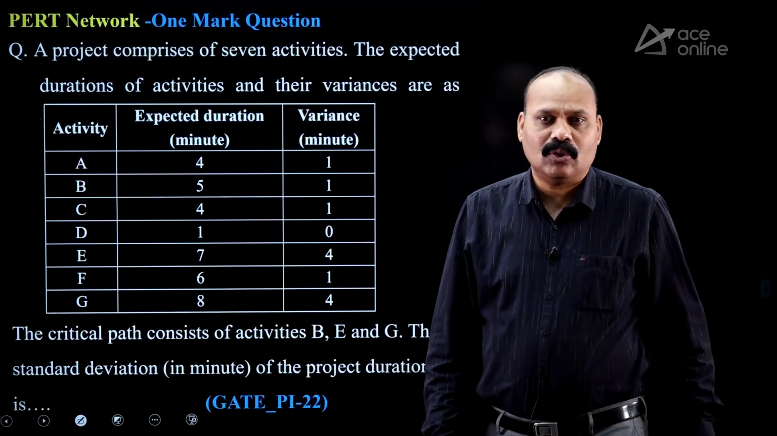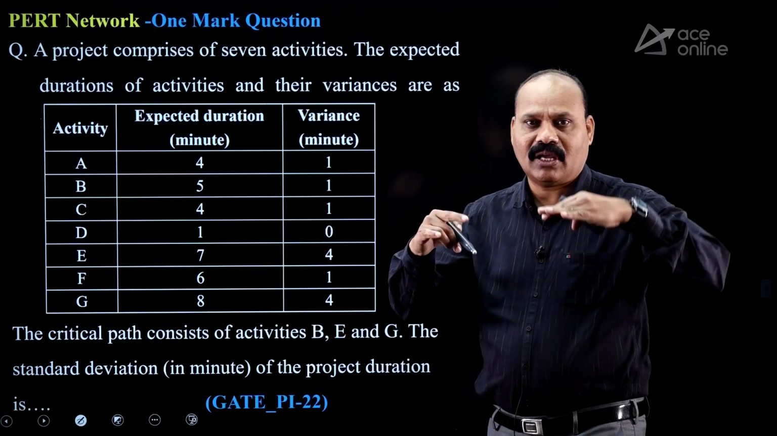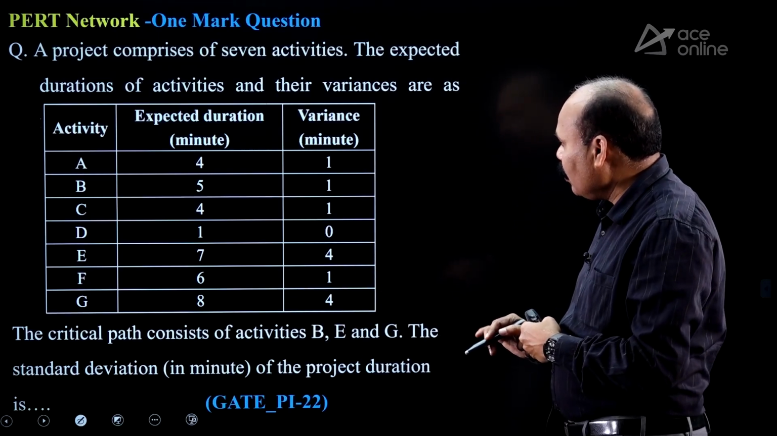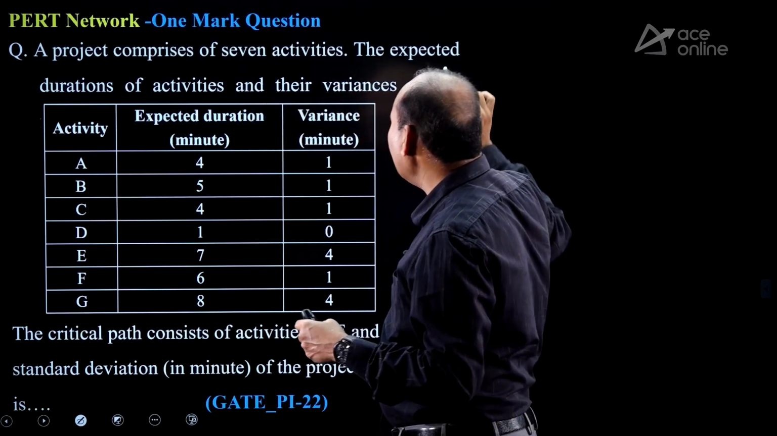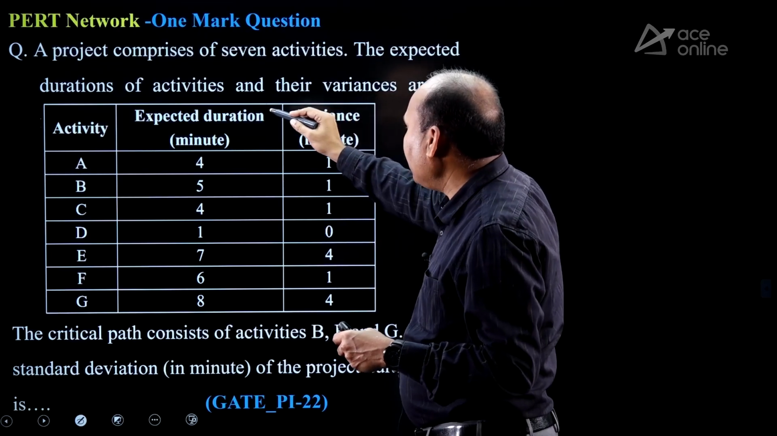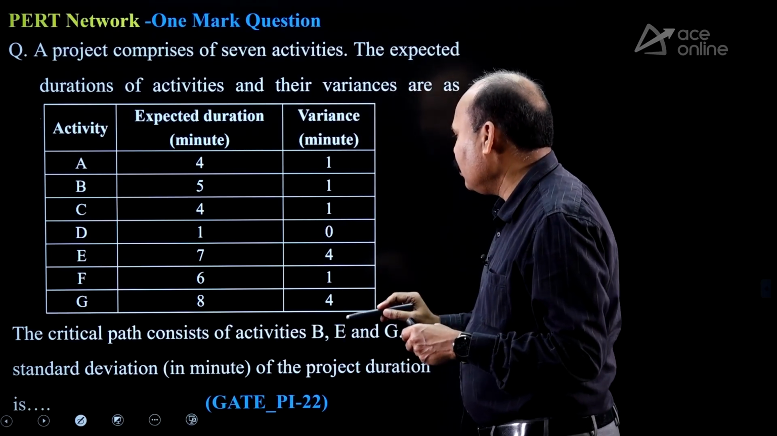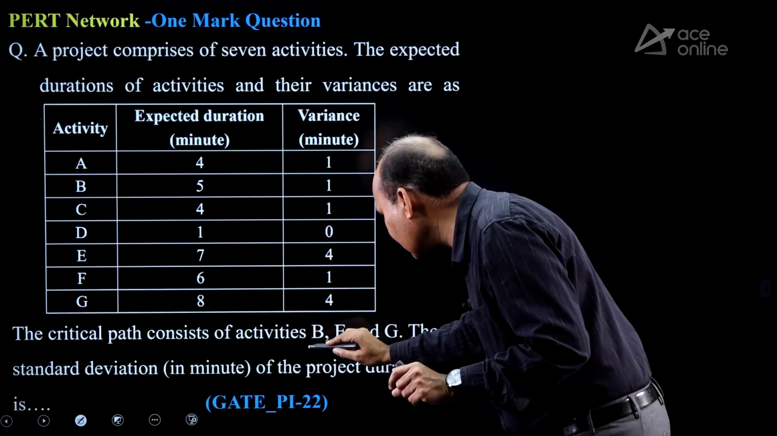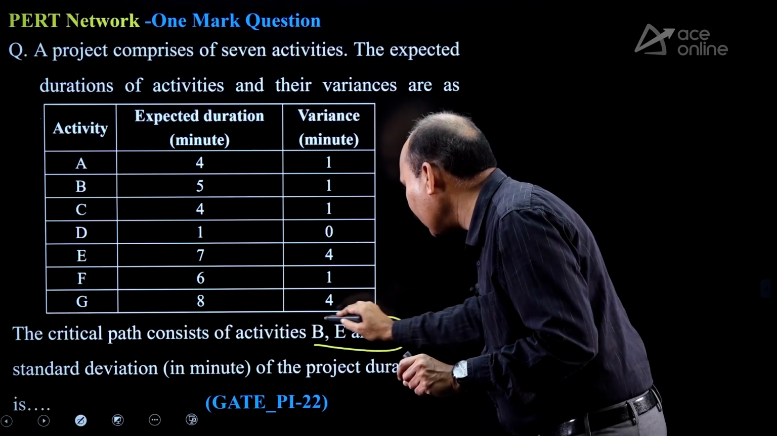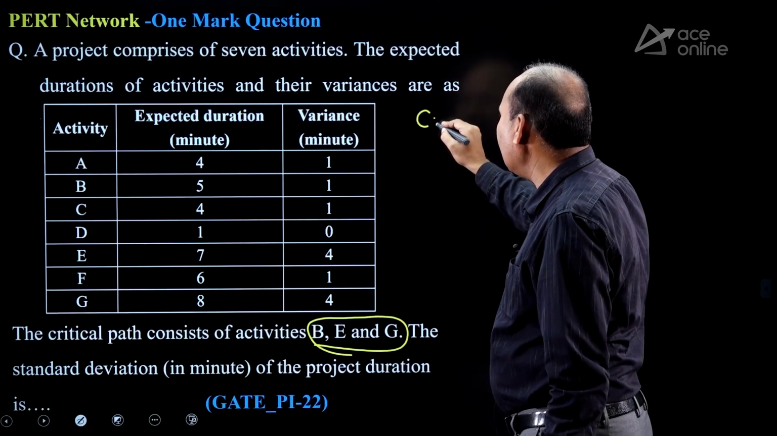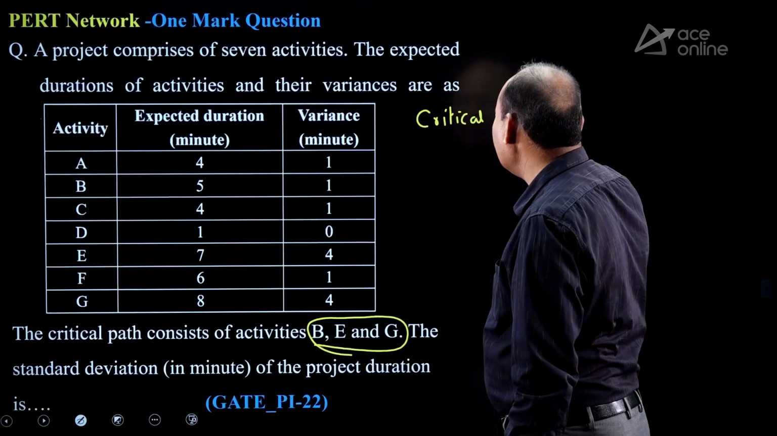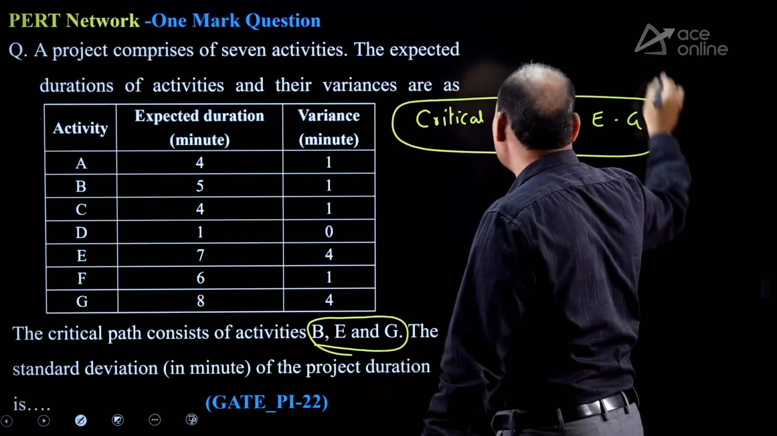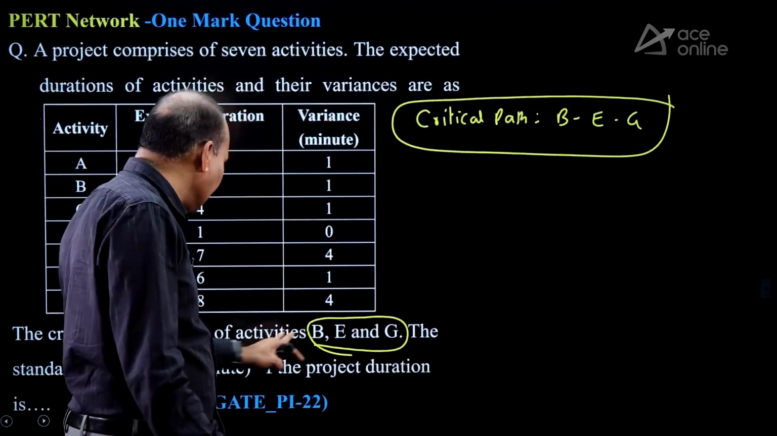Here you have to find out the standard deviation. I told you, either you can get expected project completion time or standard deviation. What was given? A project comprises 7 activities. The expected duration and their variance are as given. The critical path consists of, just see, BEG. What are the critical activities? BEG. Critical path is BEG. The examiner mentioned it clearly.